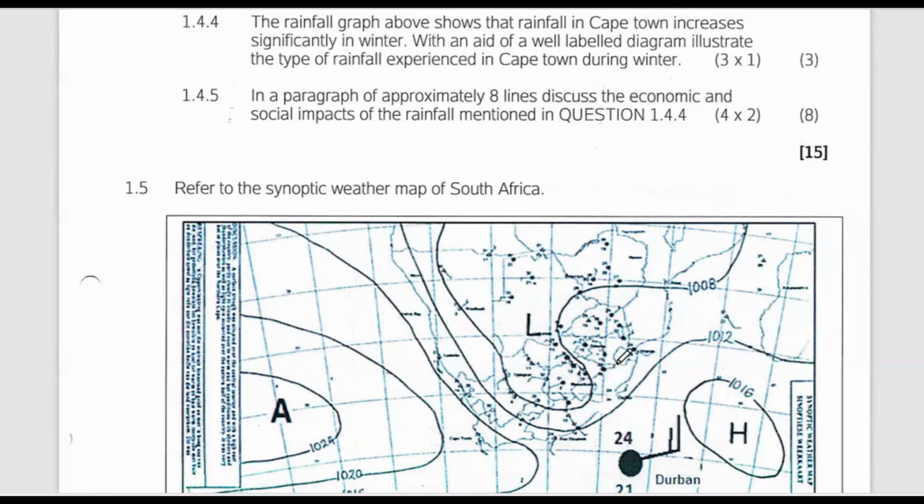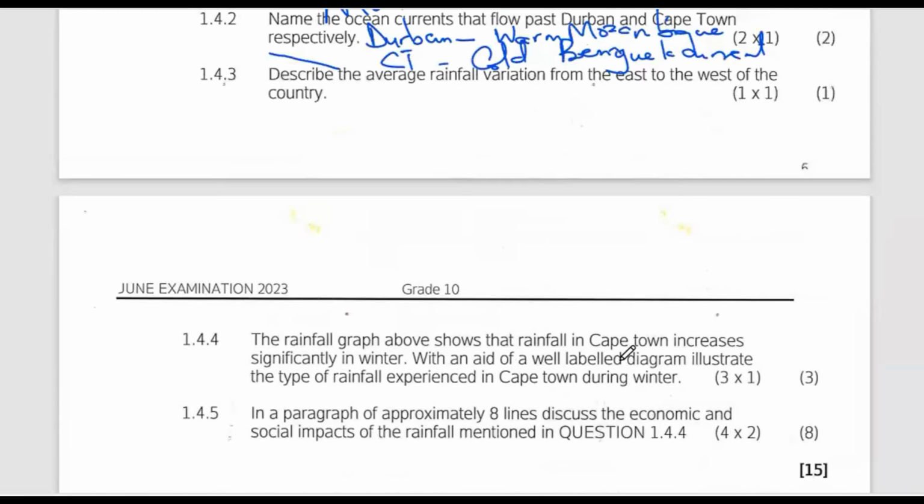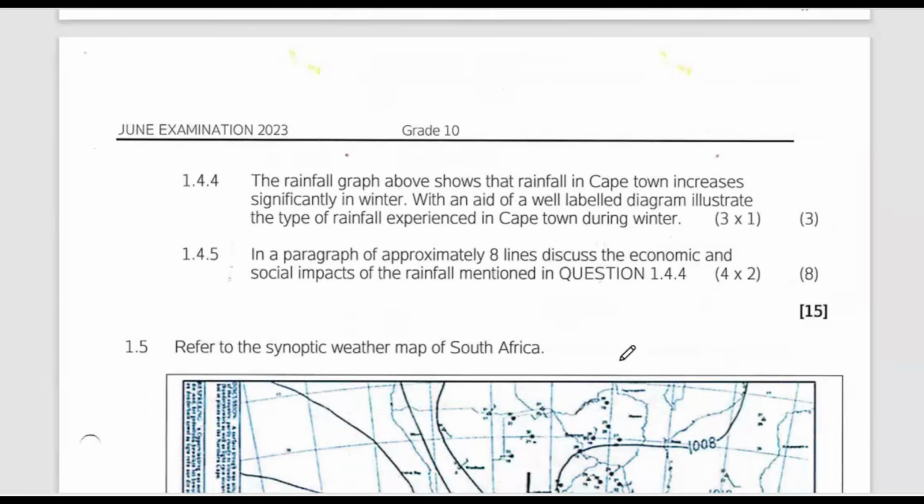Then the next question is saying the rainfall graph below shows that rainfall in Cape Town increases significantly in winter. With an aid of a well-labeled diagram, illustrate the type of rainfall experienced in Cape Town. Right. Basically, you must understand the types of rainfall that we have so that you're able to figure out how you are supposed to draw. Right. We have convectional rainfall. And then number 2, we have frontal. Then number 3, we have relief or orographic.